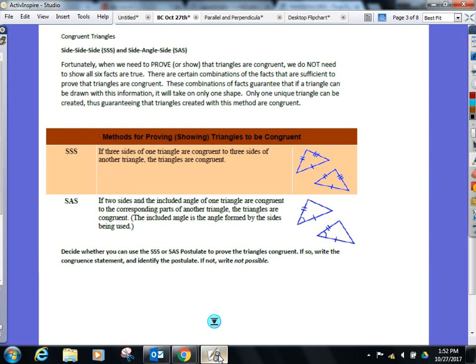Right? I'm going to show you over the course of the next couple of days 5 different methods of proving triangles congruent. 5. I'm not going to throw all 5 at you at once. I'm going to only throw 2 at you today. I think these 2 are the easiest here.